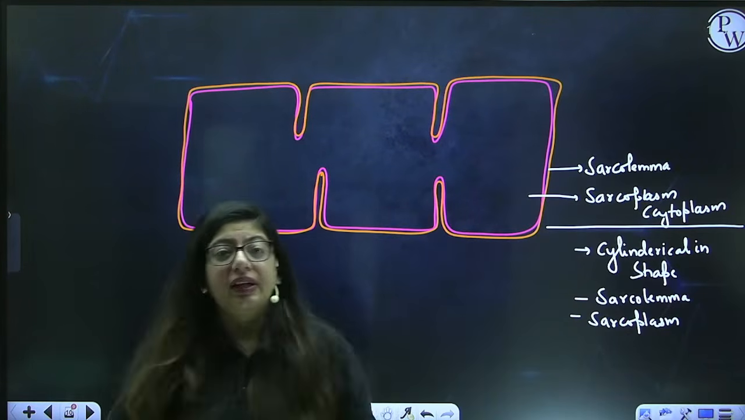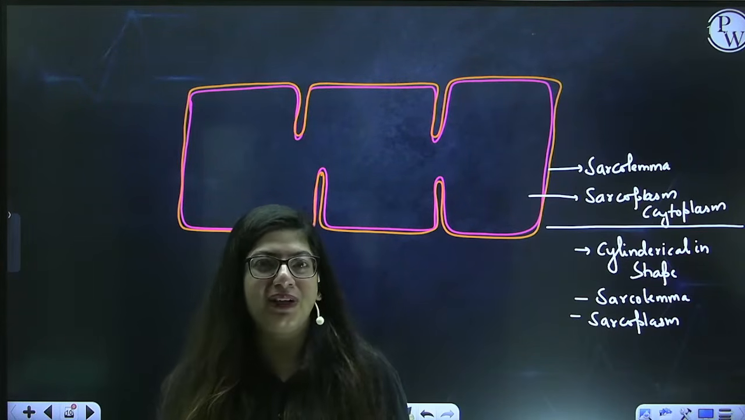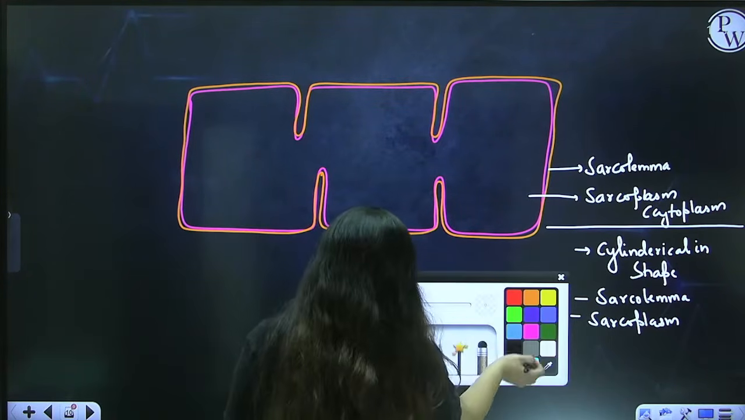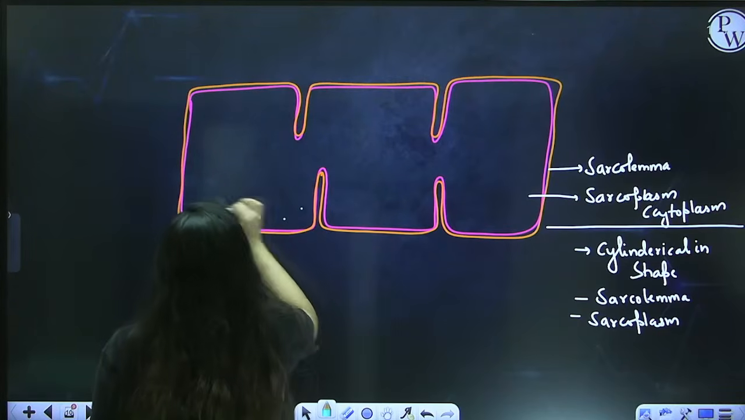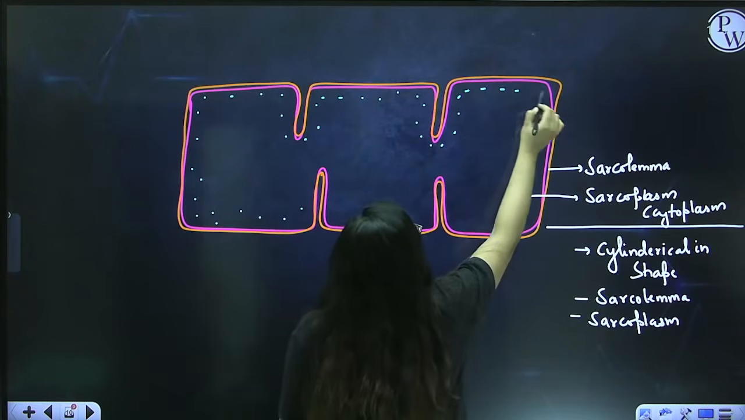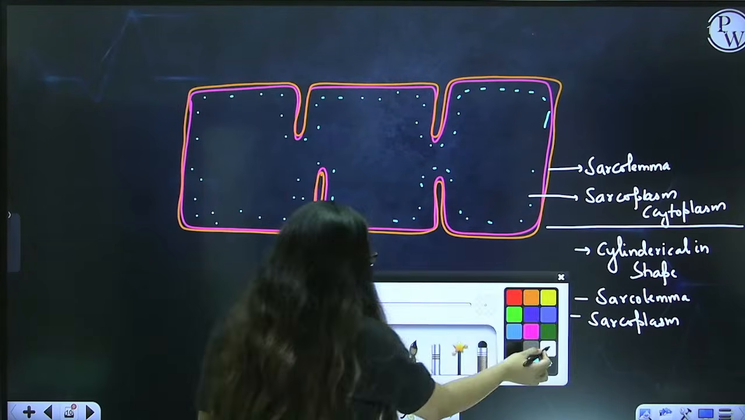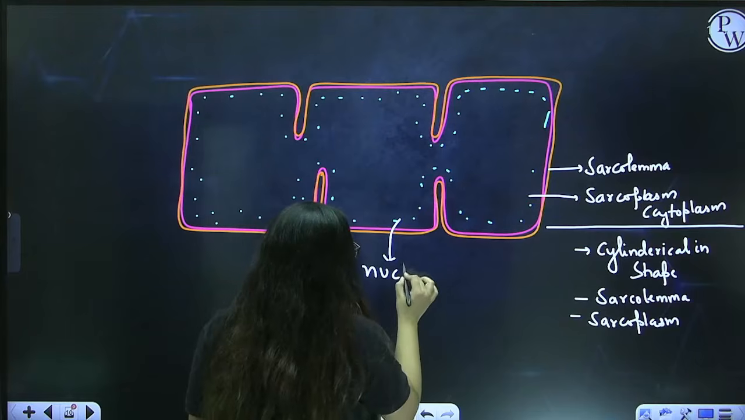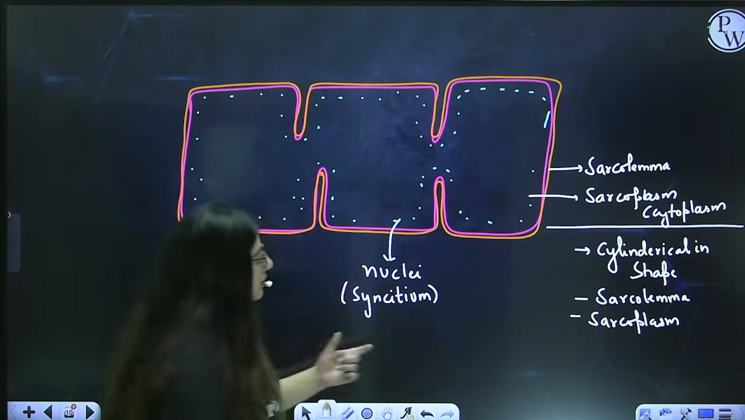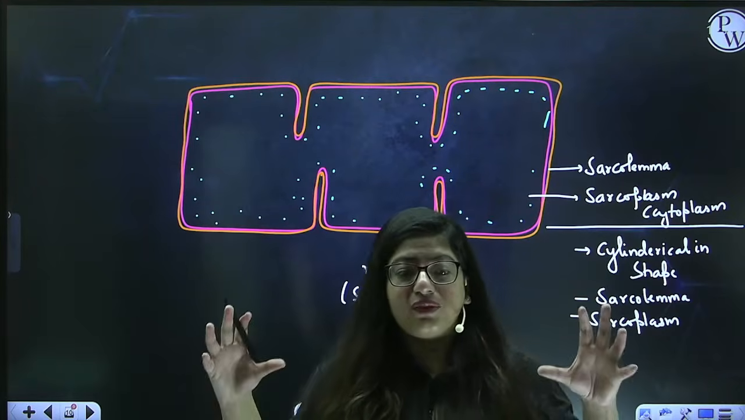Next, this muscle cell has nuclei because it's a cell. But how many? Many. It has a number of nuclei, and all are present at the peripheral position. Peripheral means outside, on the outer edges, not in the center. Usually a cell has its nucleus in the center, but here a number of nuclei are present, and this kind of situation is known as syncytium.